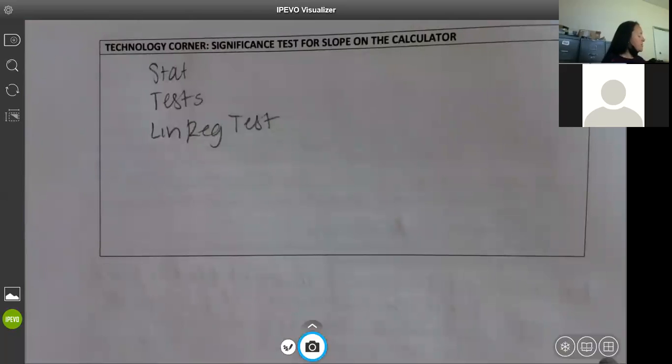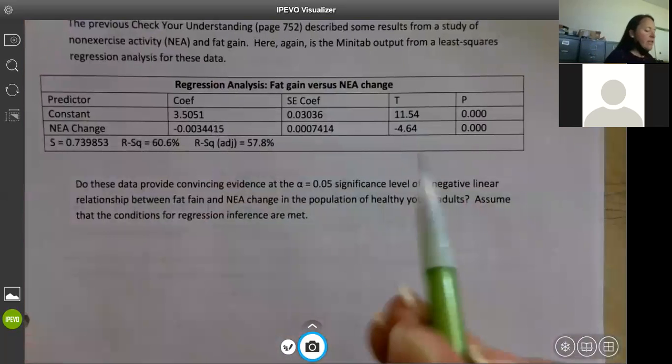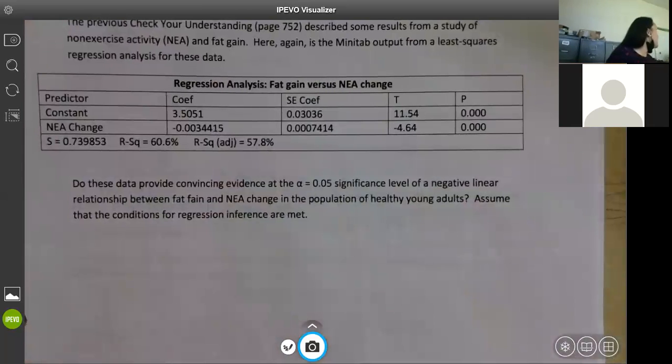And then the last thing is just check your understanding. And again, everything is within that chart, so there's no real work to do. It's going to be really quick, okay? The other thing that makes it really quick is it says, assume that the conditions for regression and inference are already met. So we don't even have to do the linear stuff because they already told us, okay?